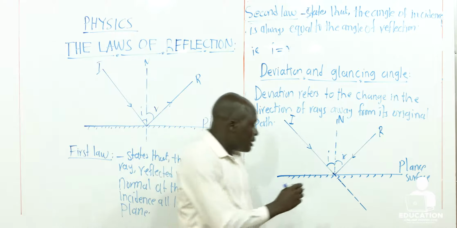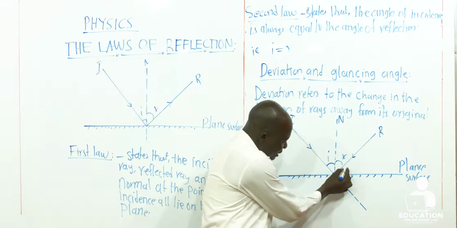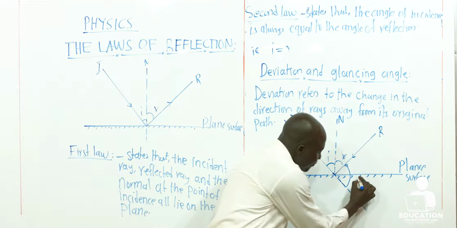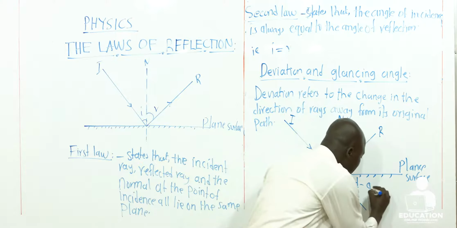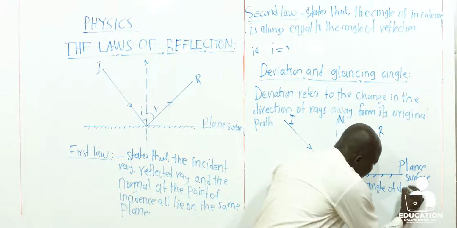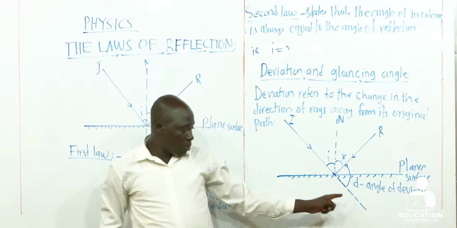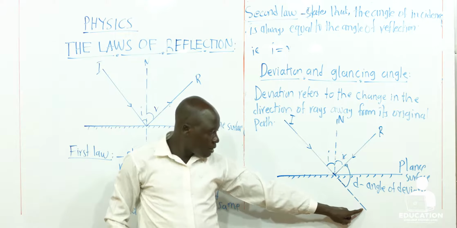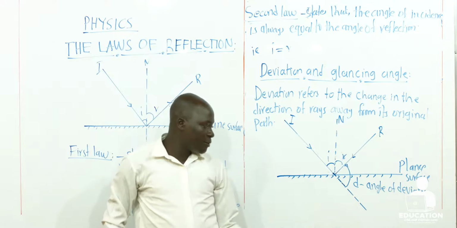Therefore, the angle between this original path and the reflected ray, this angle, we represent with letter D, which is called the angle of deviation. That is the angle between the original direction of the path of the ray and the reflected ray. It is called the angle of deviation.